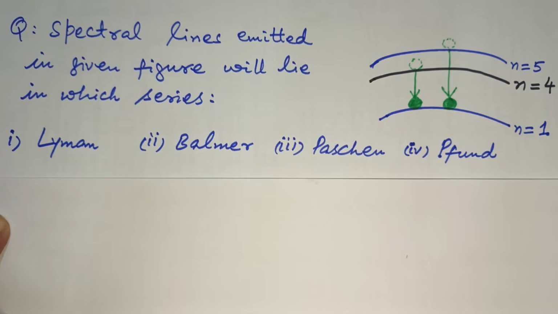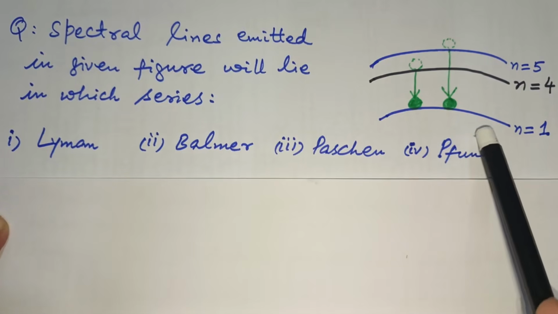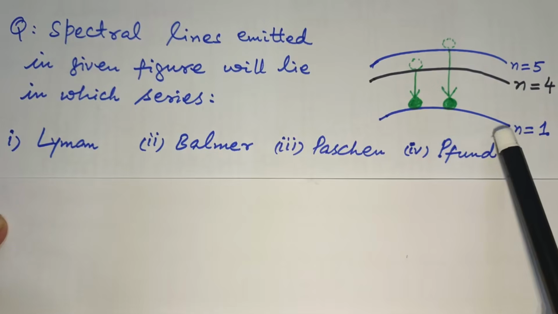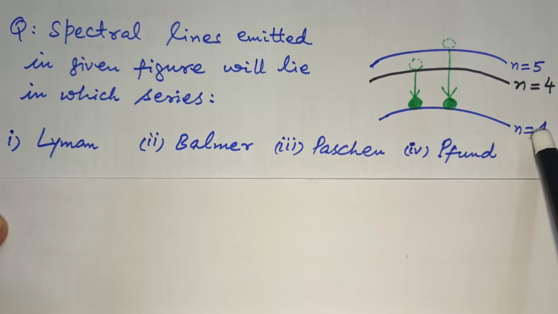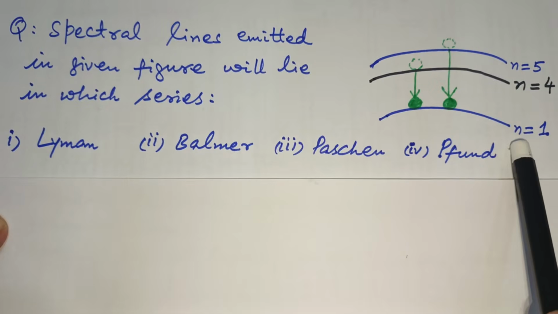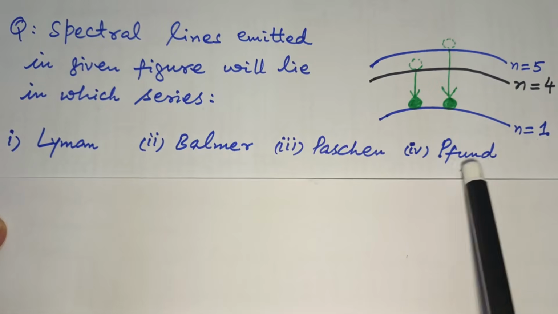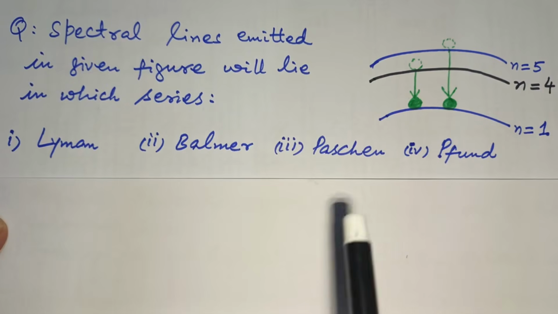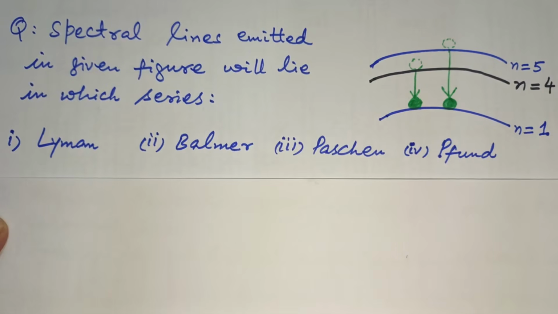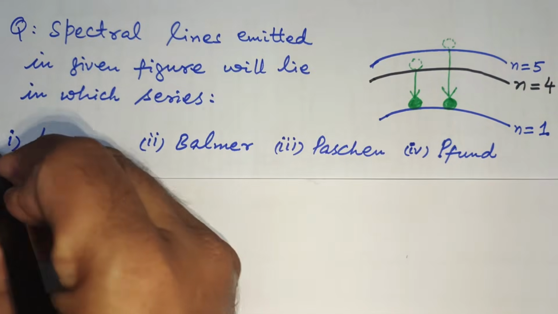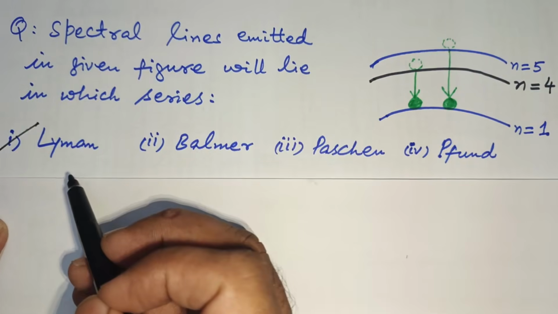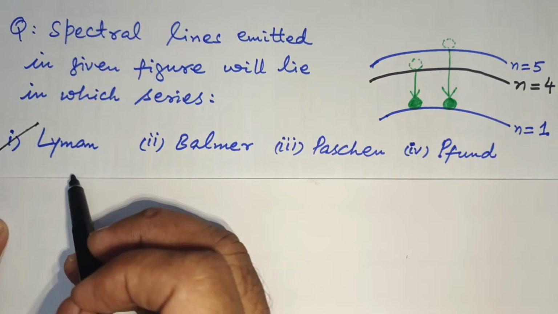So as both of them jump to the first level, n equals to 1, we must know that it corresponds to which series? Lyman, Balmer, Paschen or Pfund. So the correct answer is Lyman series. You have to be very careful. Lyman series means n equals to 1.